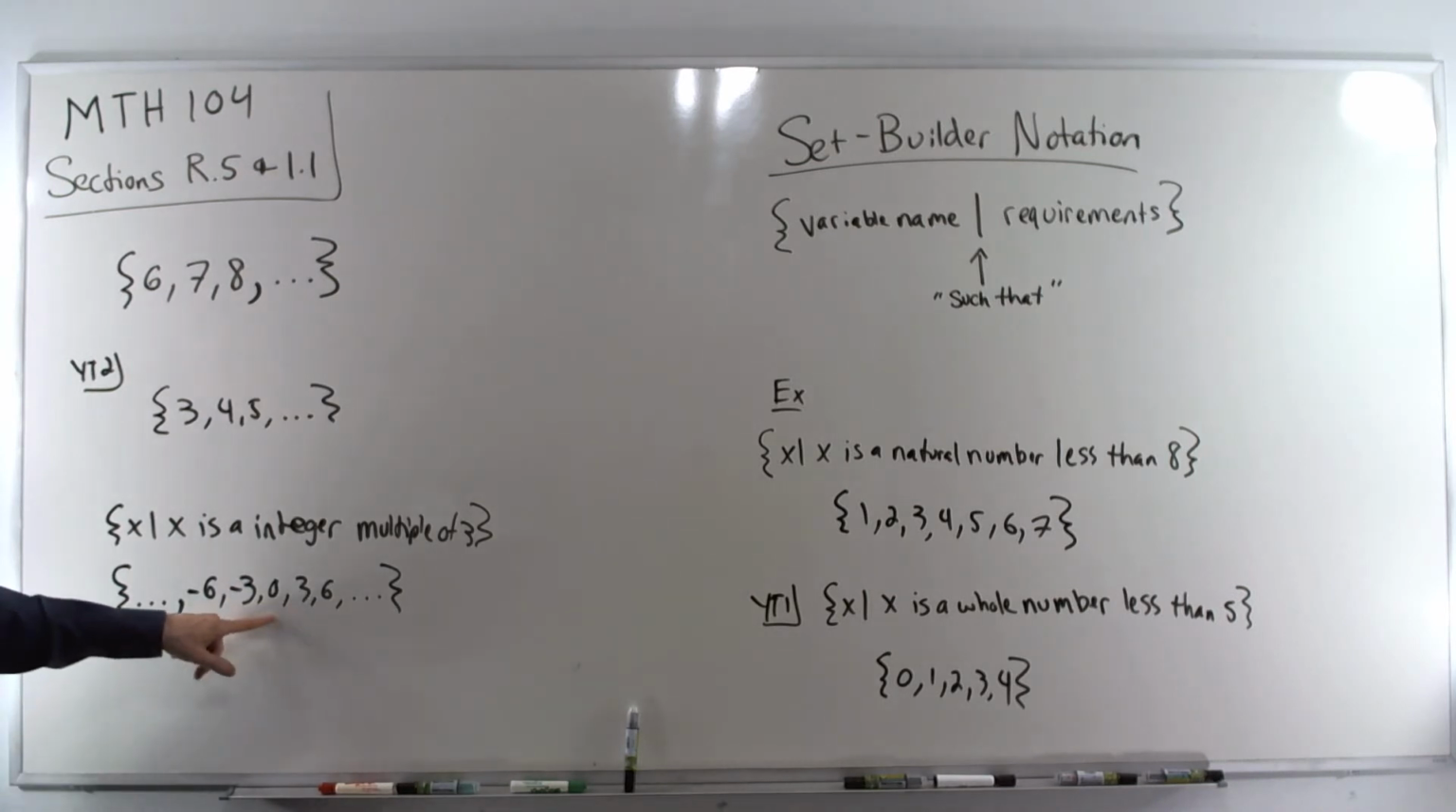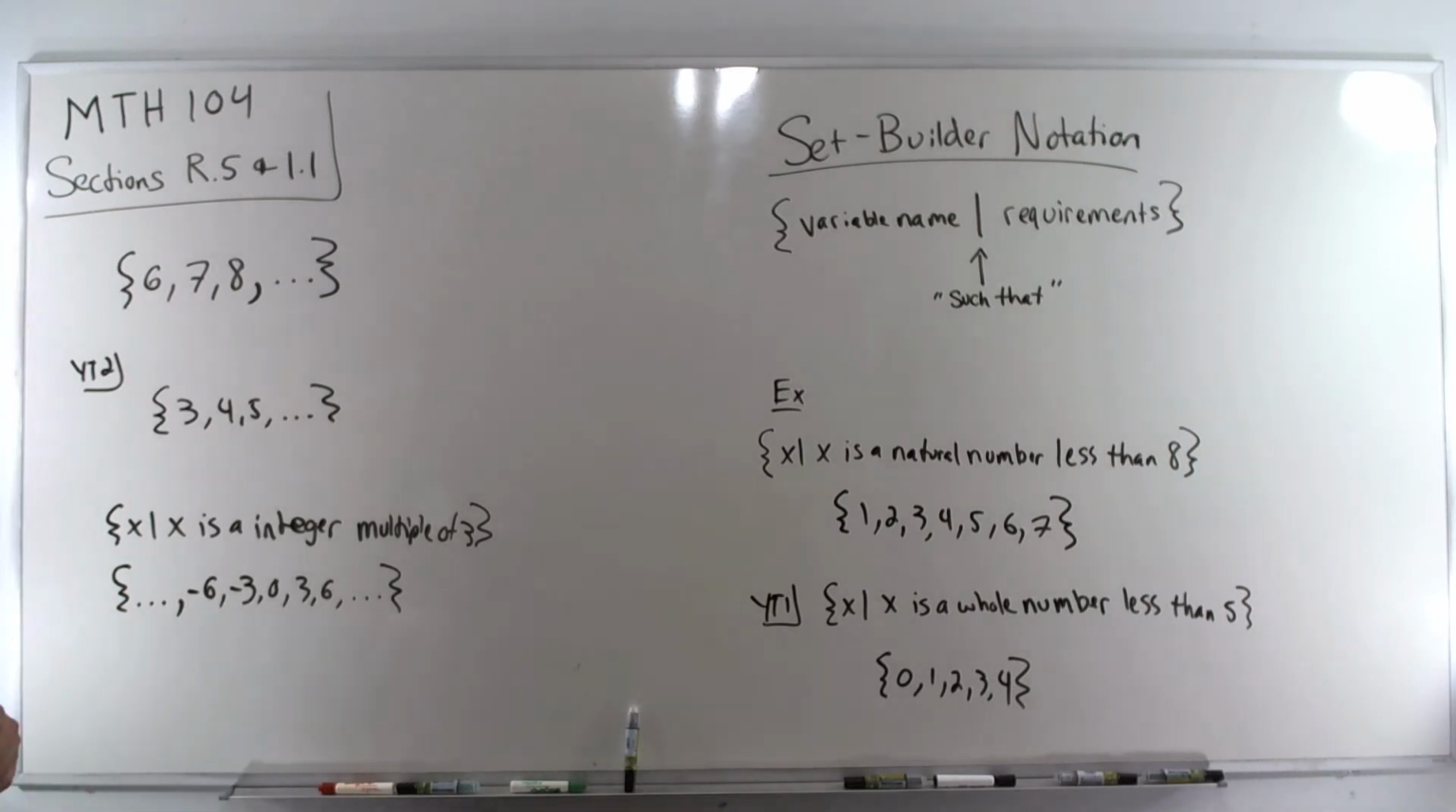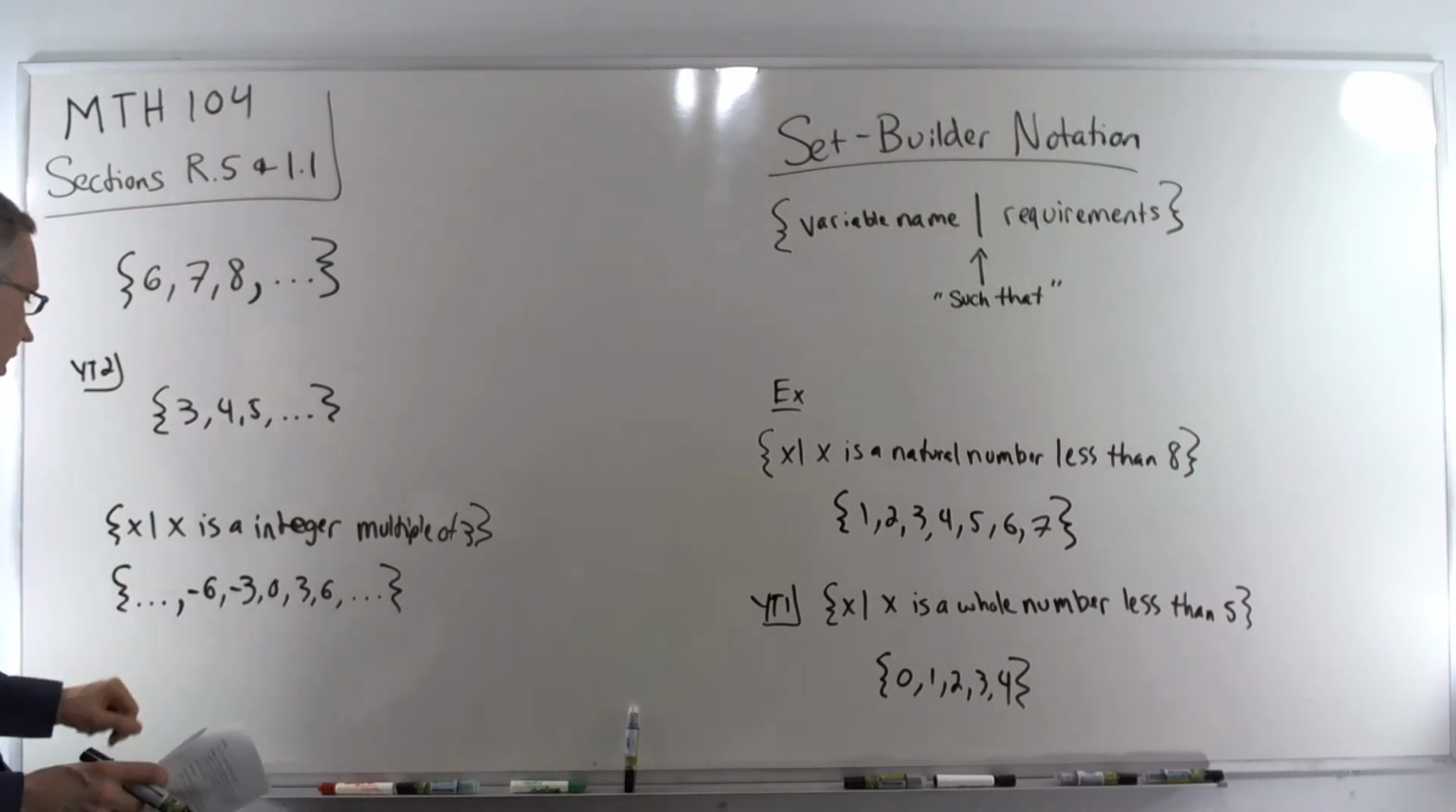All right, so we're counting by 3. Starting at 0, we count by 3s, both positive and negative directions. So 3, 6, and so on. Negative 3, negative 6, and so on. Goes infinitely in both directions, so we need ellipses on both ends.